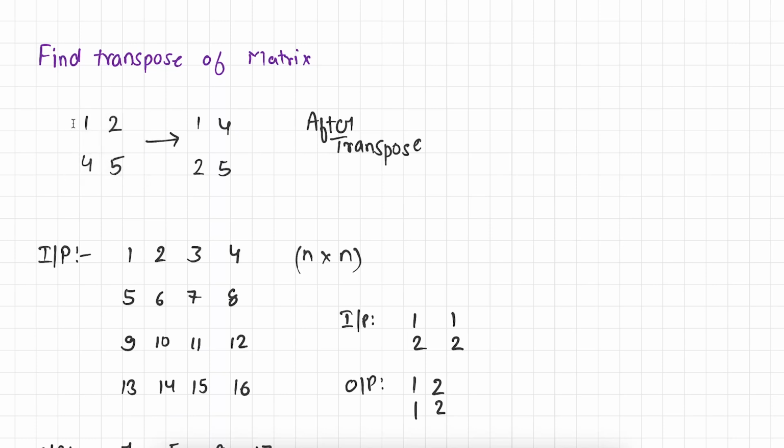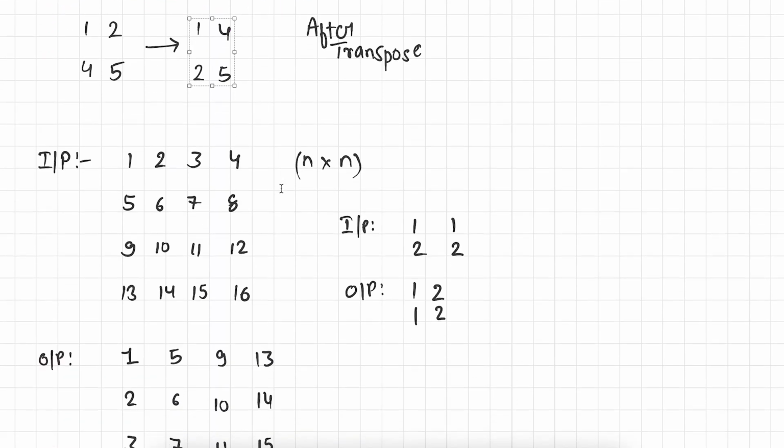As you can see here, this matrix has rows with two elements, 1 and 2, and 4 and 5. After converting rows to columns, it becomes 1 and 4, and 2 and 5. So this is what the transpose means. Now you understand what it means by transpose. So let's understand this problem with a few examples.